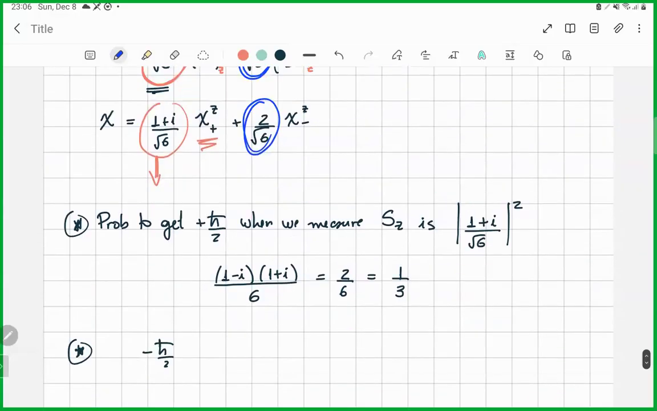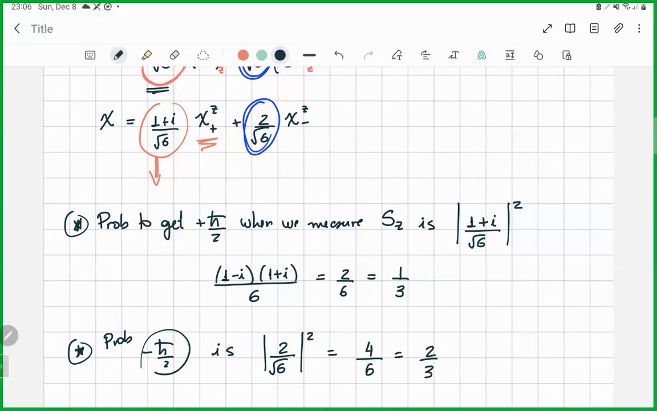So let's put, the probability to get this result is the absolute value squared of that. Right? So in the numerator, we get 4. In the denominator, we get 6. So we get here 2/3.